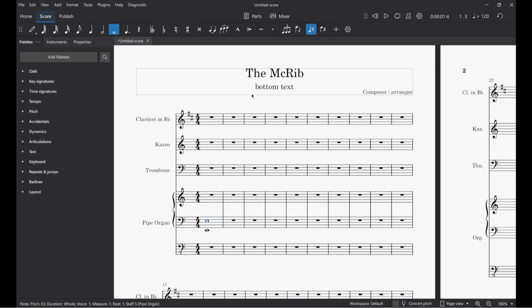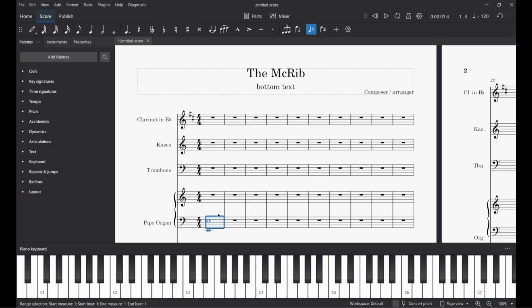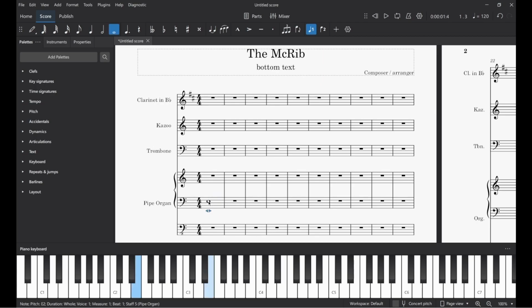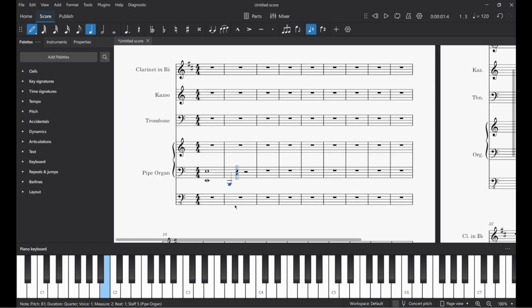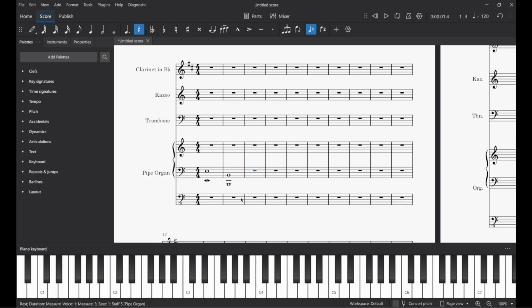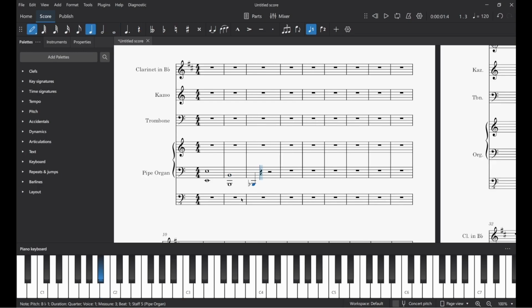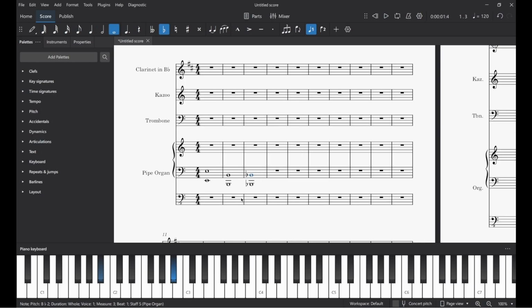Yeah, they revamped the entire playback for MuseScore 4, and it sounds unbelievable. Oh my goodness. It's totally revitalized my love for writing music, because it sounds so much better. But anyway, we're starting off on E, and then it goes down to B, and then B flat. Ooh. Okay.